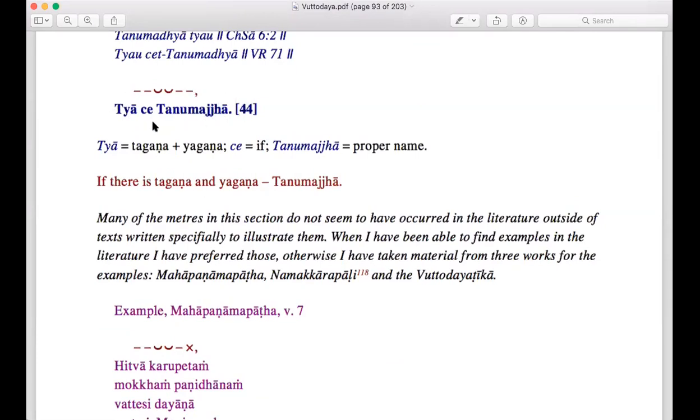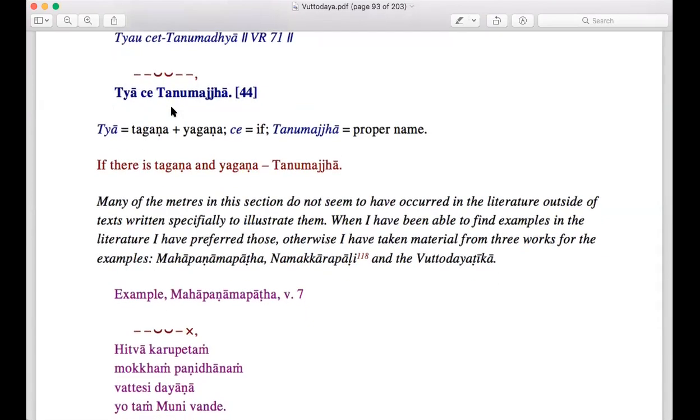So you have to repeat this line 4 times to compose the verse, because this is Samavutti. All the 4 lines should be similar. This is Samavutti, so you have to repeat this line 4 times. That is the Tanumajja verse. So the meaning is Tya che Tanumajja.